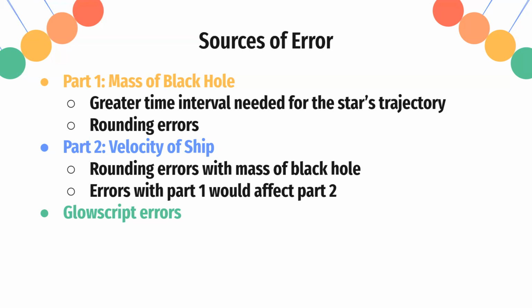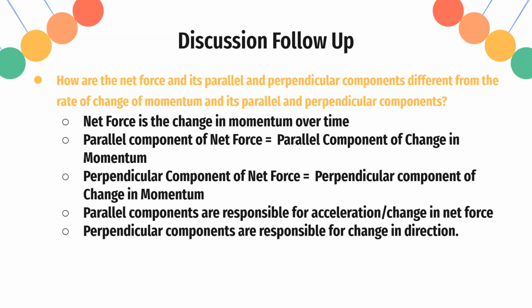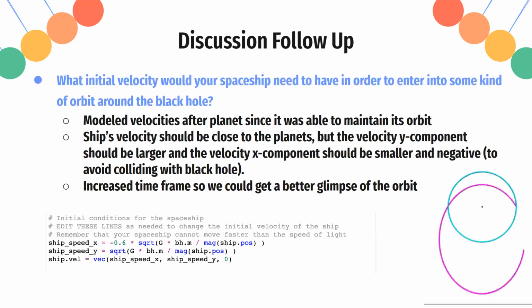And there are also some GlowScript errors that could occur with calibration and initial conditions for the simulation. The first discussion follow-up: to answer this question, we need to understand that net force is the change of momentum over time, and we know that because of the definition of Newton's second law. The parallel component of net force is equal to the parallel component of change of momentum, and the same applies for perpendicular components. So parallel components are responsible for acceleration, and perpendicular components are responsible for change in direction, because these are equal to each other: the component of net force and the component of change of momentum.